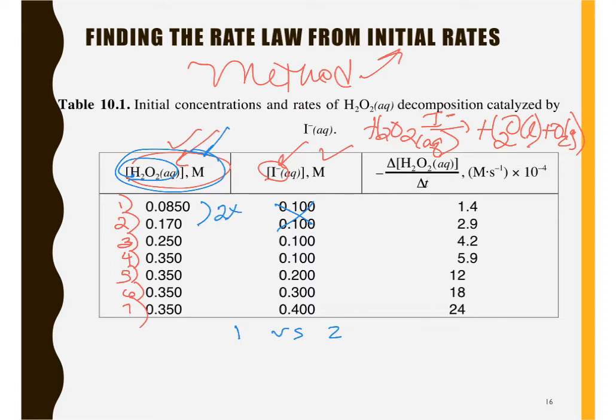Okay, so if you do 0.170 divided by 0.0850, you'll find that is a factor of 2. What has happened to the rate of the reaction? Remember, this is the generic expression for rate between experiments 1 and 2. It has also increased by a factor of 2, just a pinch more, but it's experimental data. It won't be perfect.